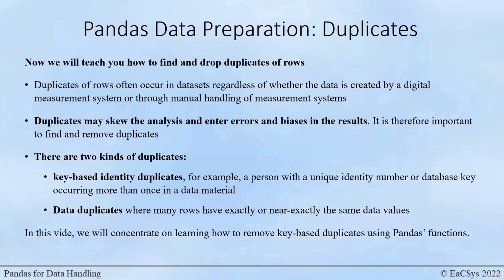We also have data duplicates, and data duplicates is when a row has exactly or near exactly the same data, and this is a very frequent occurrence in detailed measurement systems. In some analyses, the data duplicates should be removed, and in some not. Whether they should be or should not be depends on the application and the subject matter expertise, and the models, of course, which you are using to analyze the data.